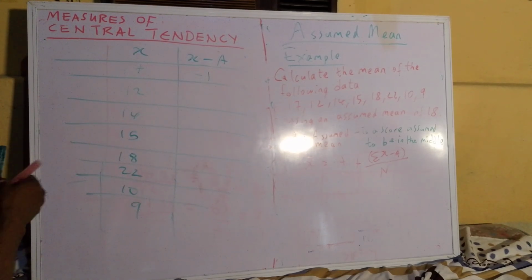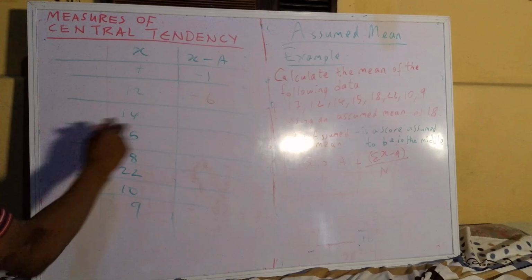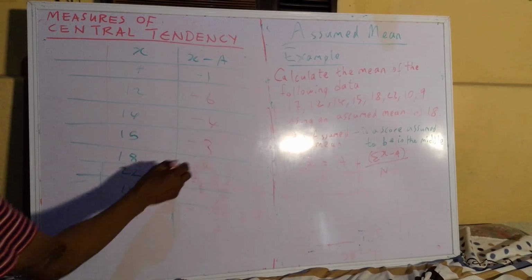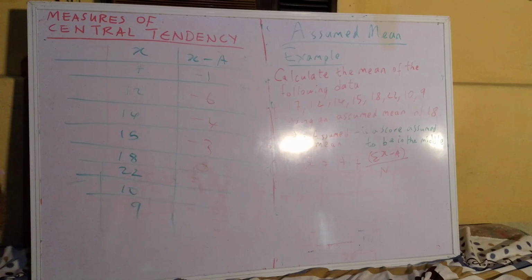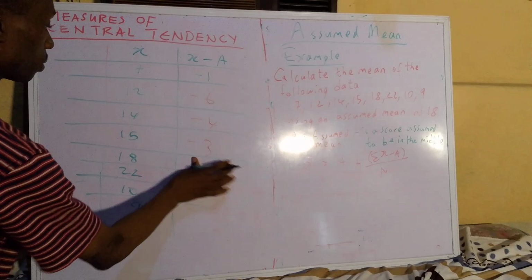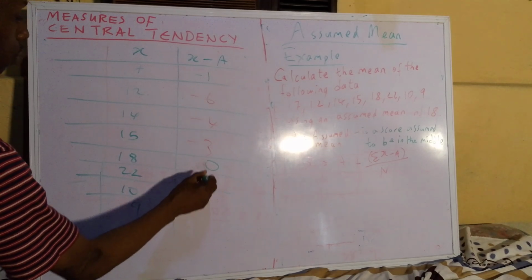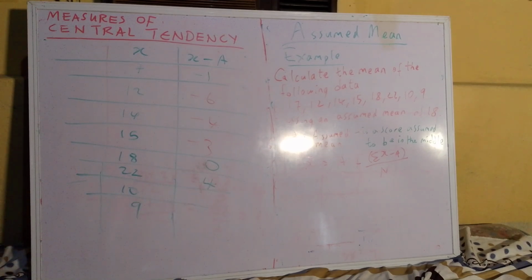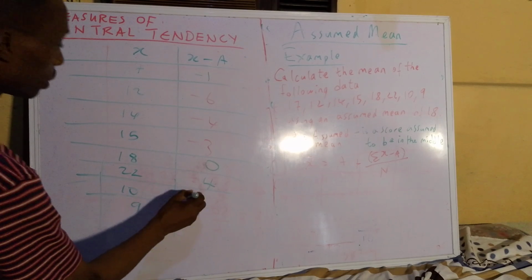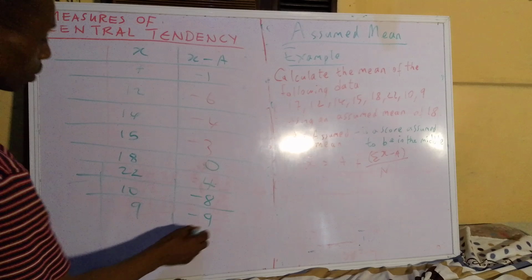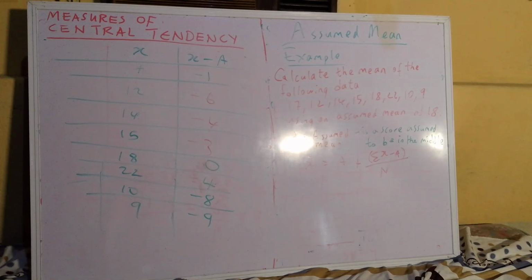12 minus 18 will give you what? Minus 6. 14 minus 18 gives you minus 4. 15 minus 18 gives you minus 3. 18 minus 18 gives you 0. 22 minus 18 gives you 4, positive 4. Then 10 minus 18 gives you minus 8. 9 minus 18 gives you minus 9. So that's the answer.